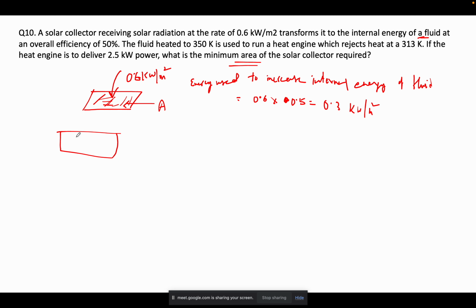Basically the source is filled with fluid, and this fluid has a constant temperature of 350 Kelvin maintained. So this is the fluid, and this fluid's internal energy is being heated by 0.3 kilowatt per meter square. This fluid is getting heat at the rate of 0.3 kilowatt per meter square.